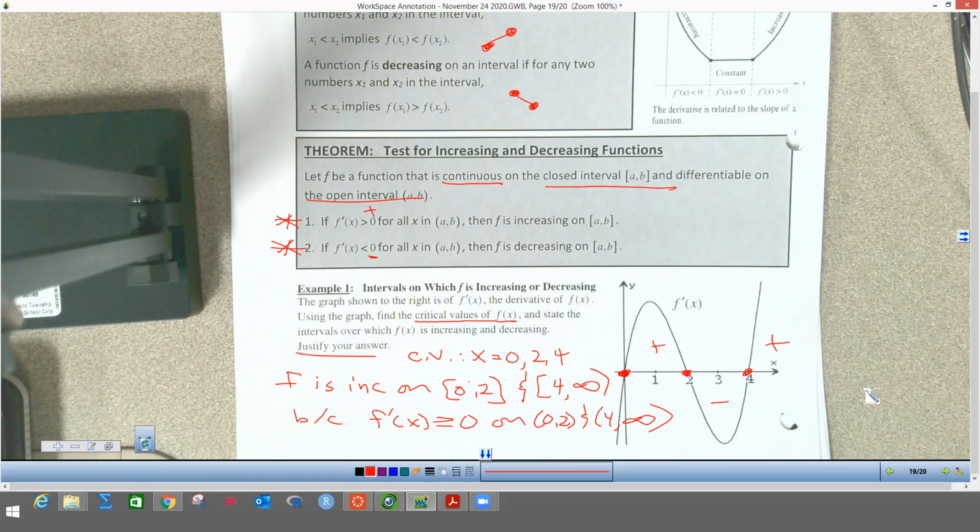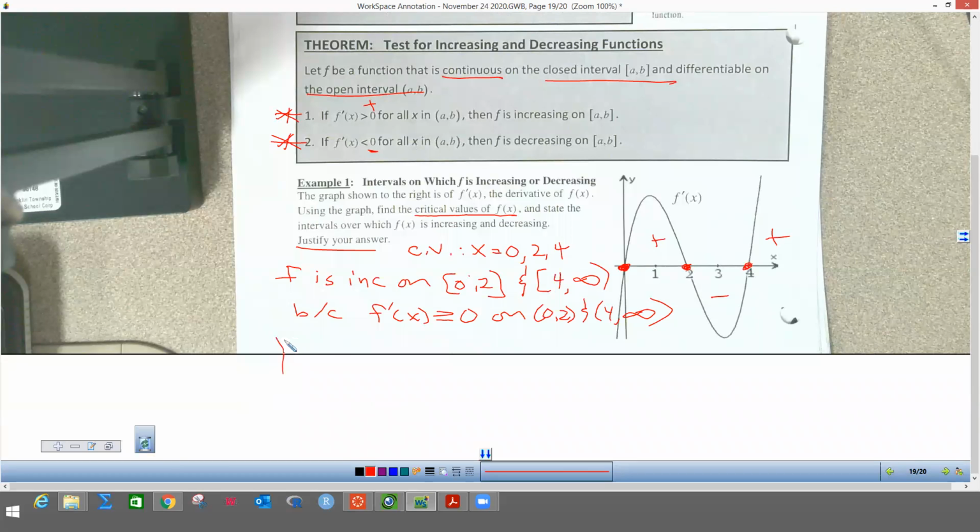Oh, we're also supposed to do decreasing. So let's go down here and say f is decreasing on the interval. Now, if you look here, it's negative here. So we would say on the interval from negative infinity, and again, you use parentheses on infinities because you can never get there, from negative infinity to 0 and 2 to 4.